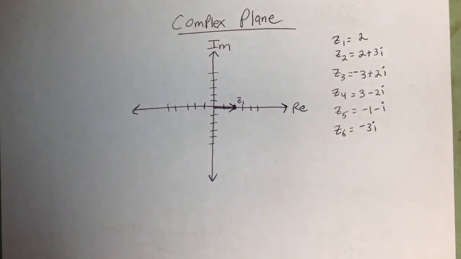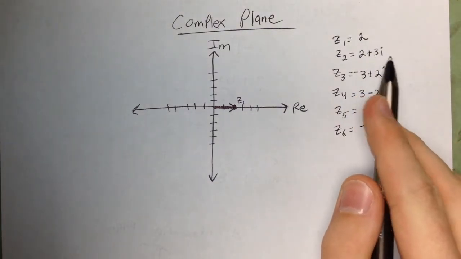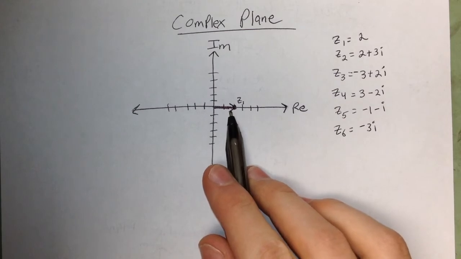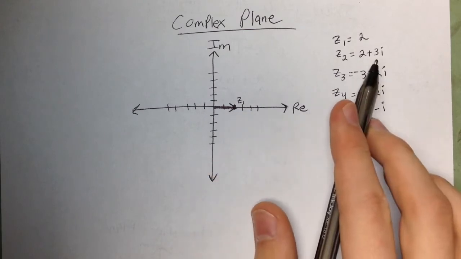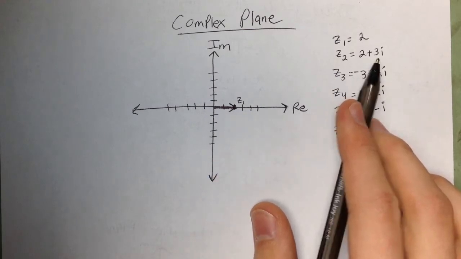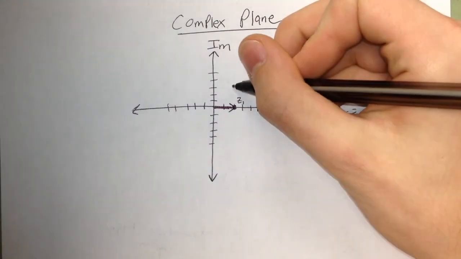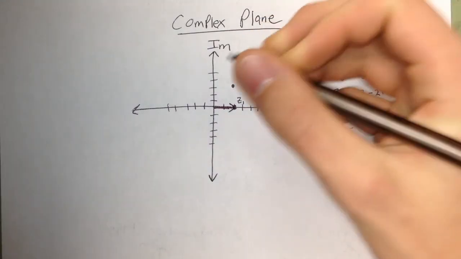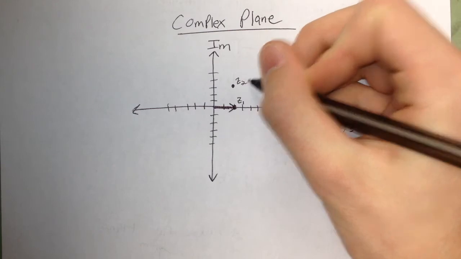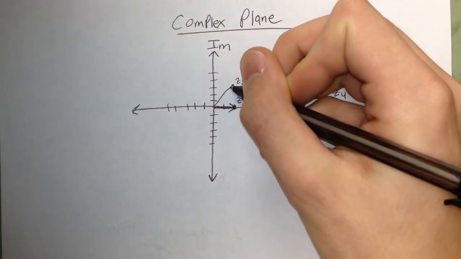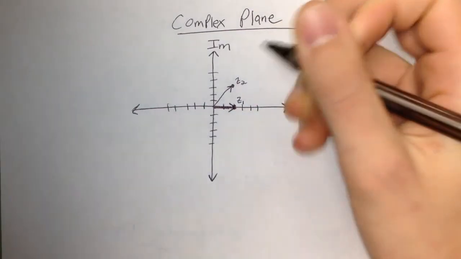So then the next point is 2 plus 3i. So we're going to go over 2 again, but then this tells us that we're going up 3 on the imaginary axis. So that brings us up to here for Z2. And we draw our arrow to Z2.